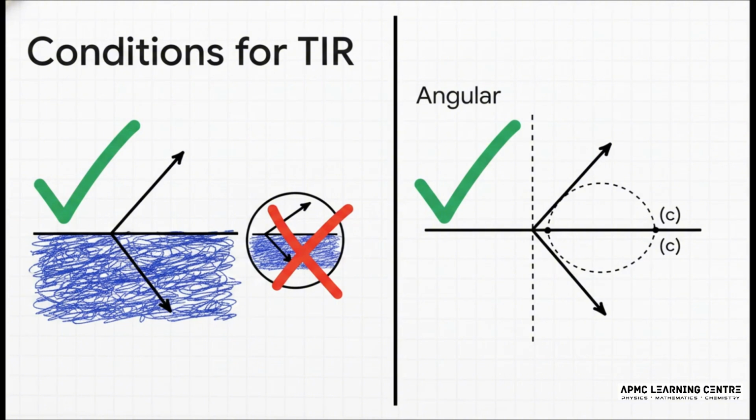Now, to make TIR happen, there are two rules you absolutely cannot break. They are non-negotiable. First, the light has to be going from a denser medium towards a less dense one. You can't do it the other way around. And second, that angle it hits the surface with, the angle of incidence, it must be bigger than the critical angle. You meet those two conditions, you get TIR every time.